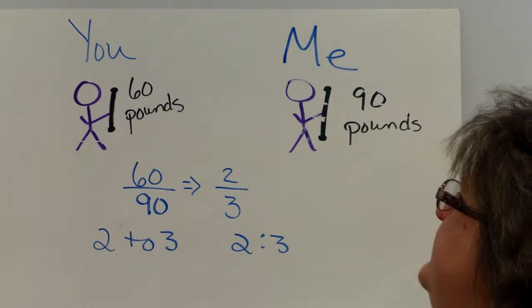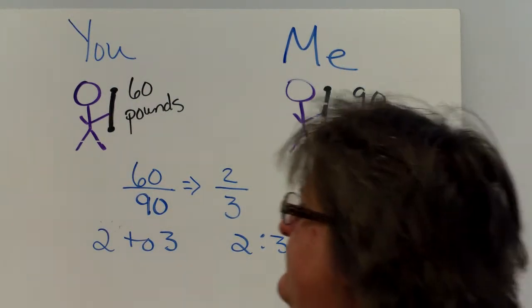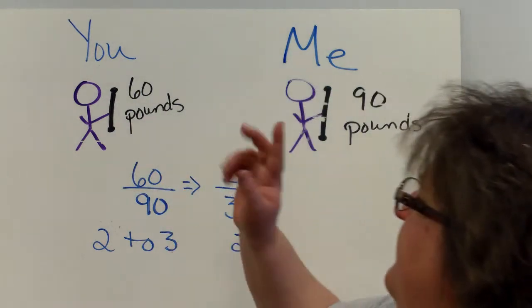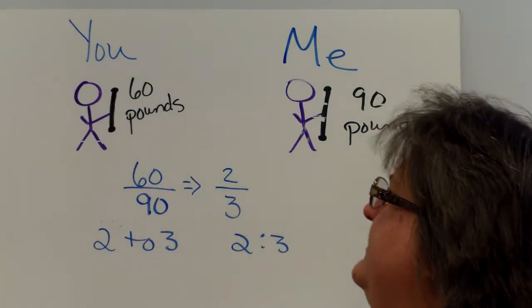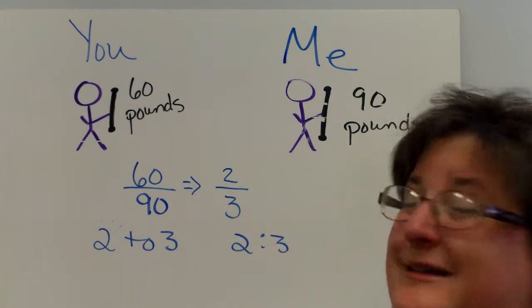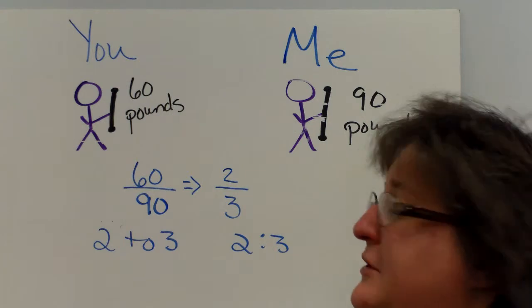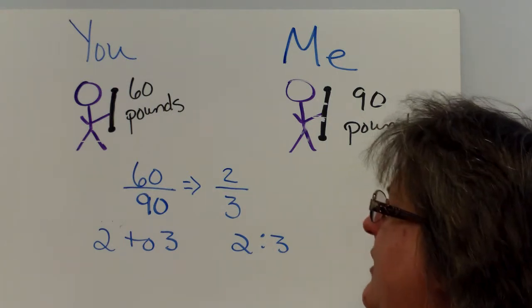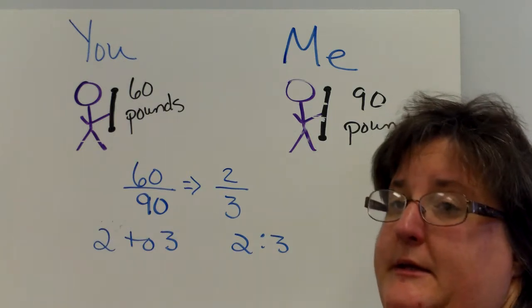The other thing we're going to talk about is applying that knowledge of a ratio. Here we have, let's say, it's you versus me. You can hold 60 pounds, and I can hold and carry 90 pounds. If we wanted to get the ratio of how much you can carry to how much I can carry, that would be 60 to 90. Again, you did 60, I did 90.